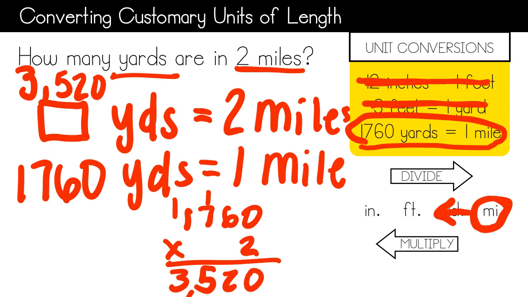Now think about it. Does that make sense? Let's think about a mile. A mile is about 17 football fields lined up. That's really far. A yard is about the length of a baseball bat. So it's going to be a lot of those baseball bats to equal the length of 17 football fields. So my answer is reasonable.